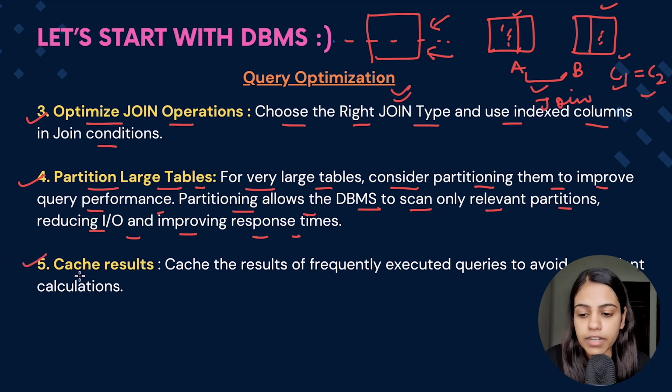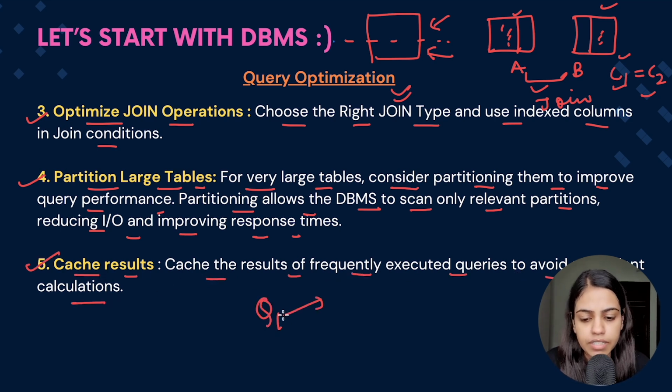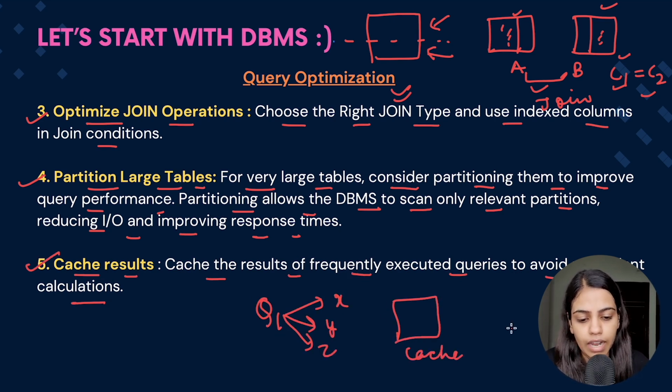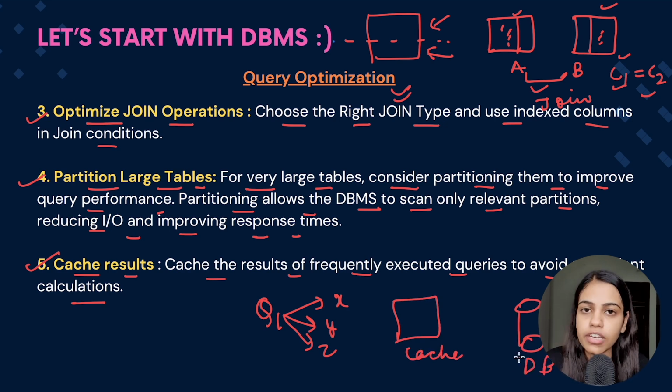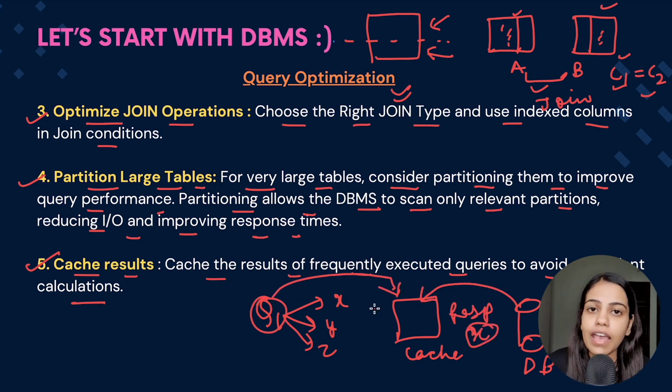Now coming to the fifth point, that is cache the results. So cache the results of frequently executed queries to avoid redundant calculations. It says if there is any query which is getting executed as part of different API calls, it's better to call a cache rather than calling a DB, because calling the DB may take more time. But if the response is stored in the cache for, consider, X duration of time for the similar query, it's better to call the cache so that we can get the result faster and also avoid some redundant calculations.